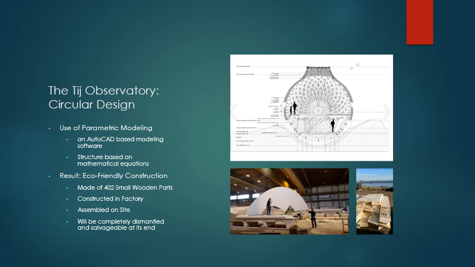And the great thing about this is that the structure could be created in 402 small wooden parts, to be exact. They were constructed in the factory and then brought over to the site to be assembled, so there is the least amount of impact on the environment during construction. This structure was also created so that it can be dismantled at the end of its life. It's a temporary structure with the least amount of destruction to the pieces that were used, so the material can be reused easily for the next project.